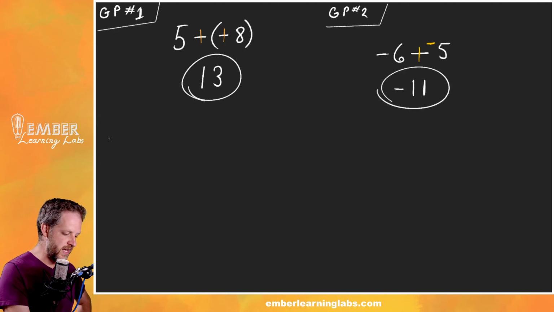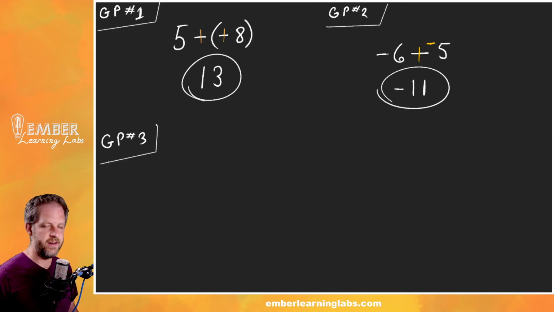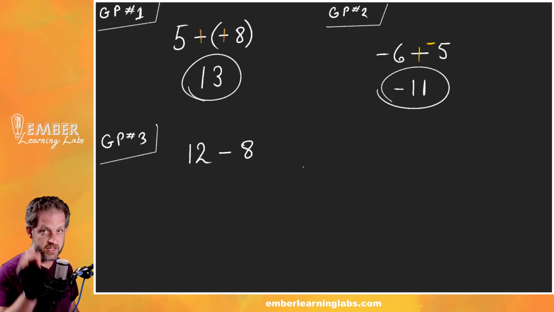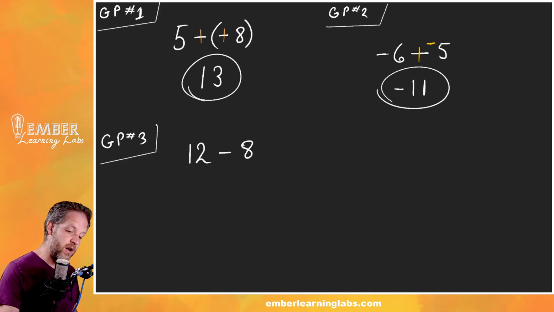Let's do at least one more. GP number 3. All right. So here we go. Let's do, how about 12? Double digits. Minus 8. Pause and come back. All right, now this one is like something we were doing before.